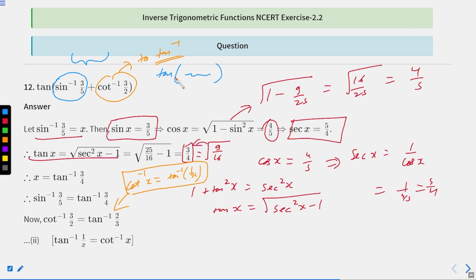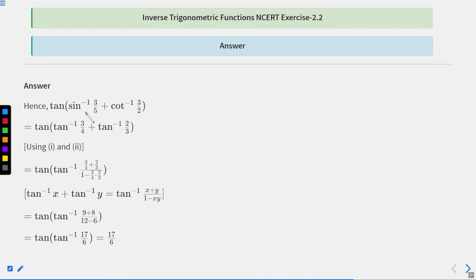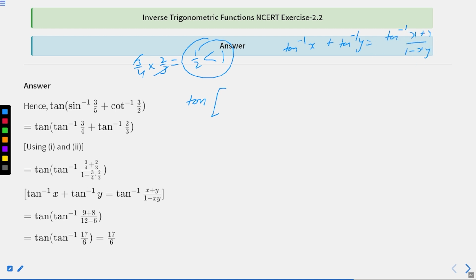Now put the values of sine inverse 3 by 5 and cot inverse 3 by 2 over here. What you will get, quite easily, is tan inverse 3 by 4 plus tan inverse 2 by 3. Whenever you have tan inverse of A plus tan inverse of B, check the product. 3 by 4 times 2 by 3 gets cancelled, and this is less than 1. So I can use the formula tan inverse of (x plus y) by (1 minus xy). I can use this only when xy is less than 1. As you can see, it is indeed less than 1, so I can use this formula.